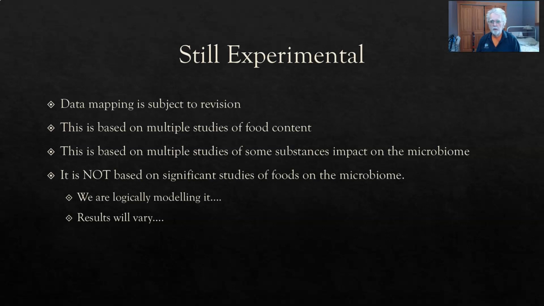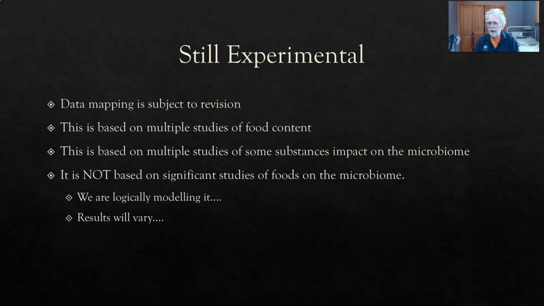Data mapping is subject to division. It is based on multiple studies of food contents, so we have solid science there. It is based on multiple studies that show some substances impact the microbiome. Solid data there. What we don't have is a significant number of studies of foods on the microbiome. We are logically modeling. Results will vary; whether or not they work depends on how well we do the mapping. In some cases the mapping may be invalid, it just doesn't work. We just don't have the information, and what we are able to infer falls down.